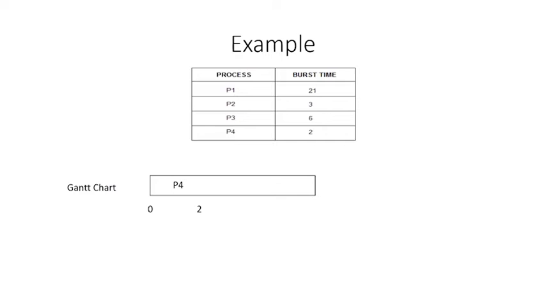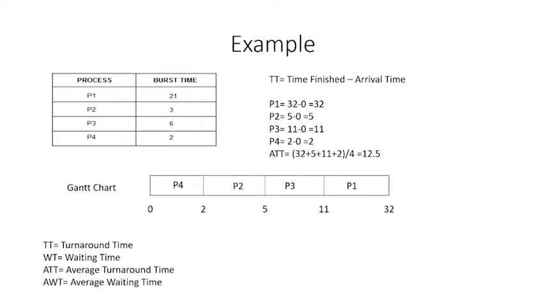So 0 plus 2 equals 2. Next smallest is P2. So 2 plus 3 equals 5. Next is P3. 5 plus 6 equals 11. Next is P1. 11 plus 21 equals 32.